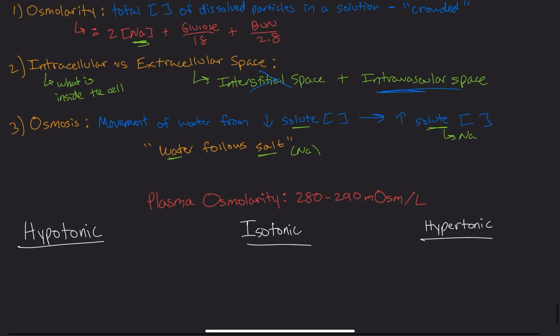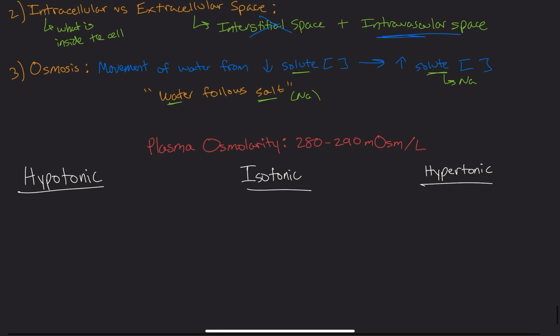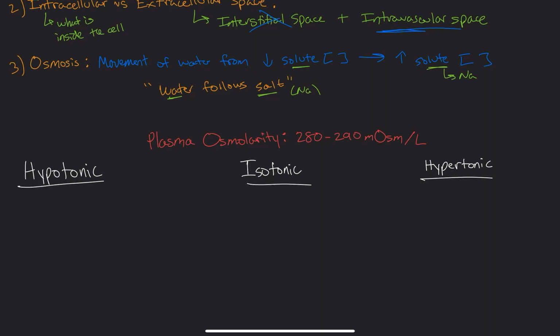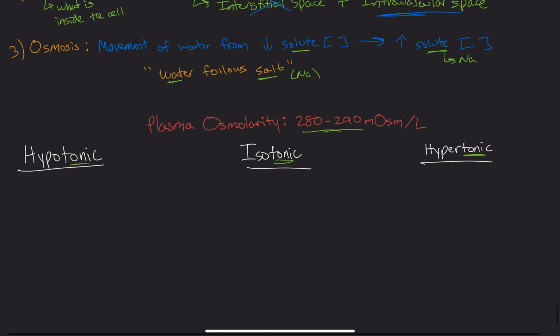Okay, so now let's move on to the actual fluids. So in red here, this is important. Plasma osmolarity is typically between 280 and 290 milliosmoles per liter. This is important because when you're talking about these tonicities, like hypotonic, isotonic, hypertonic, those are all relative to the osmolarity of plasma, right? So hypotonic, we know hypo basically means what? Low.